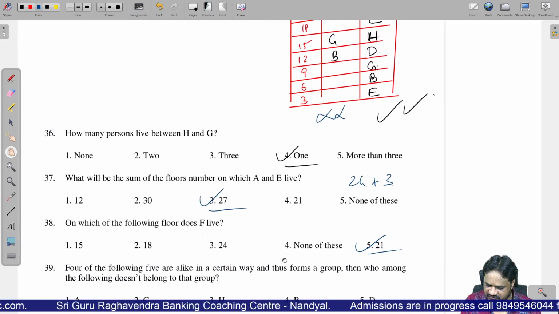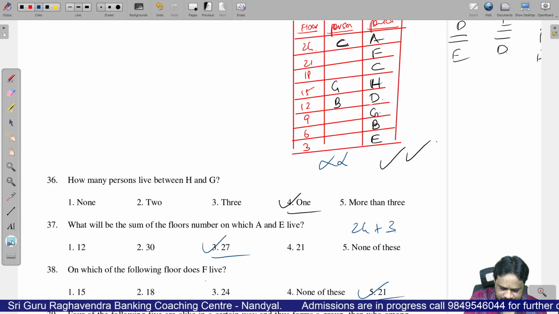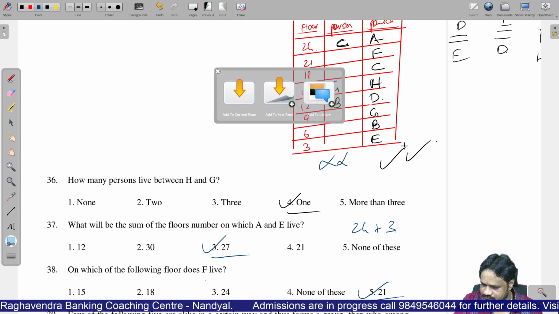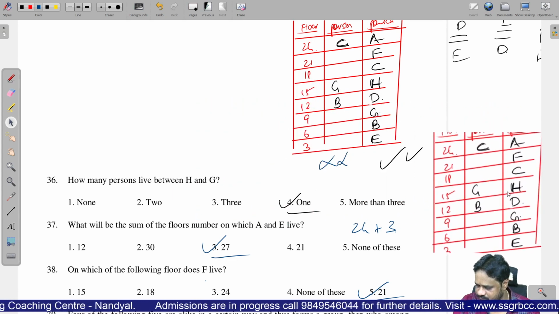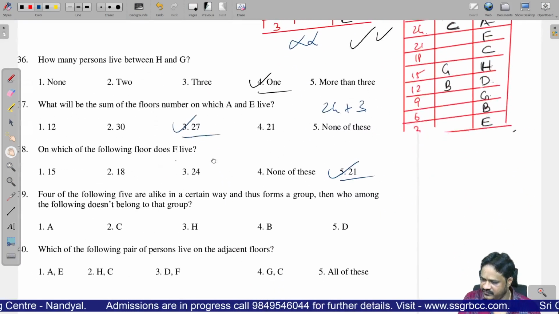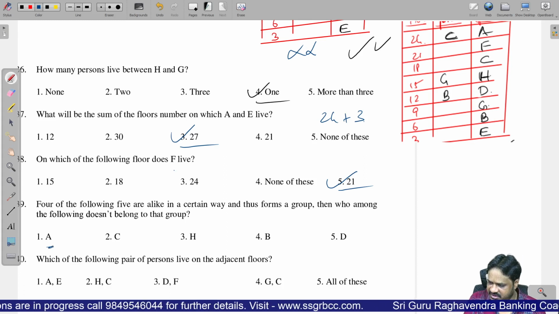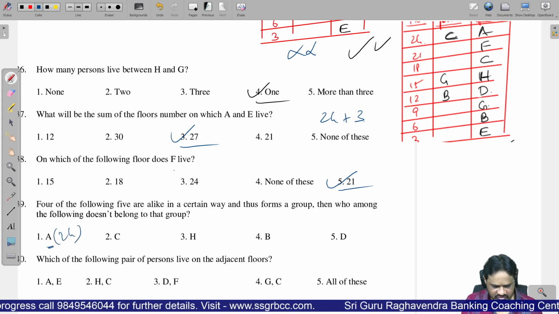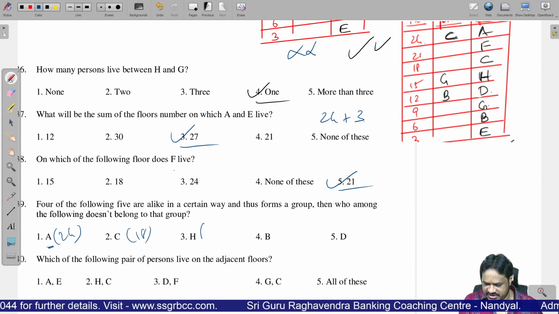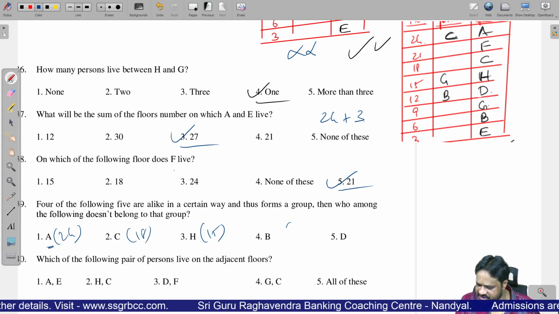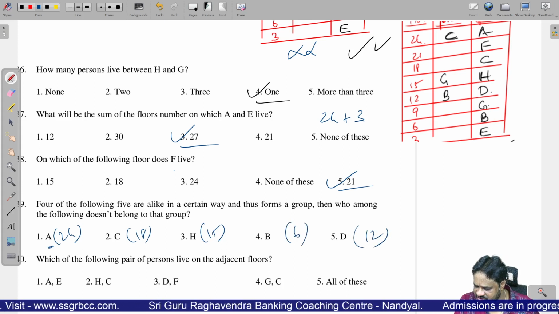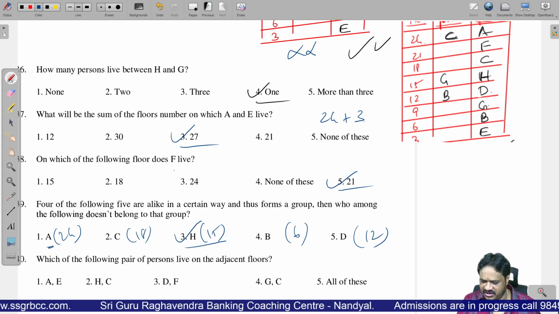Four of the following five are alike in a certain way and hence form a group. Which is the one that does not belong? See here, A is on the 24th floor. C is on the 18th floor. H is on the 15th floor. B is on the 6th floor. D is on the 12th floor. Except H, the remaining all are even numbers.